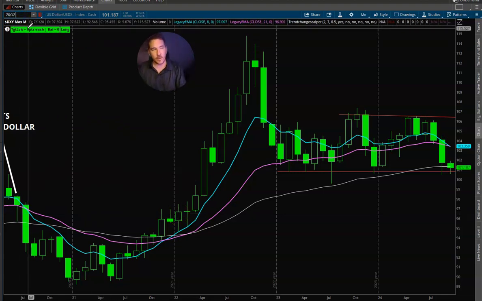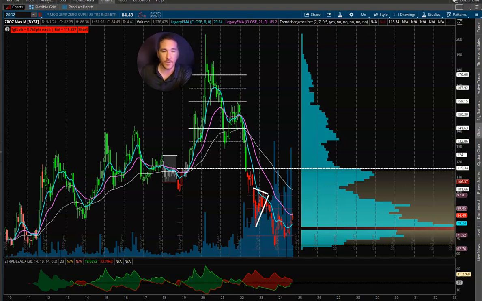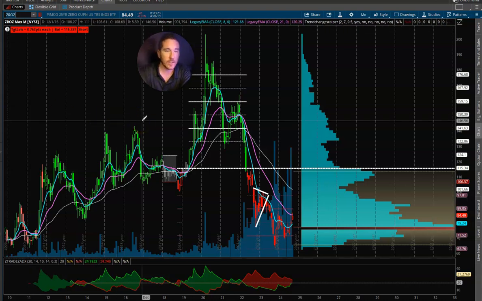All right, ZROZ. TLT is 20-year treasuries. ZROZ is treasury strips. Treasury strips are a little bit more long-term. They are more interest rate sensitive, meaning they move harder and react harder to what the Fed does regarding interest rates when they raise or lower them.